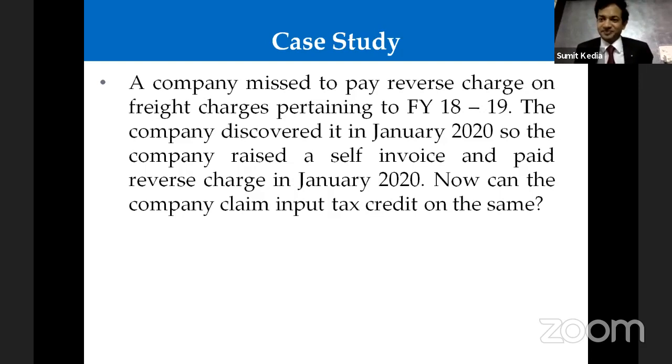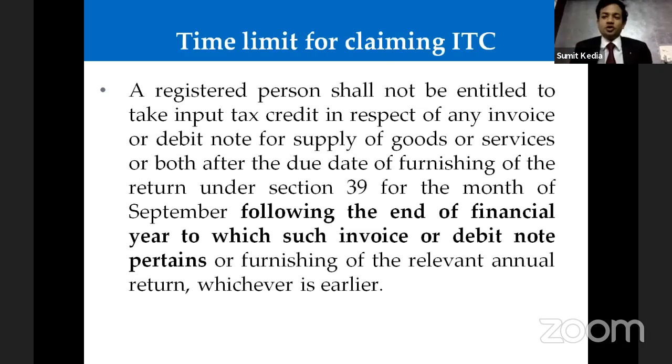I repeat, can I say that if the credit eligibility has to be seen from the date of invoice, then for 1819, the self-invoice is raised in January 2020. So the time limit has to be calculated from financial year 1920. It's a very interesting question. So what do you think? Can I claim or I cannot claim?